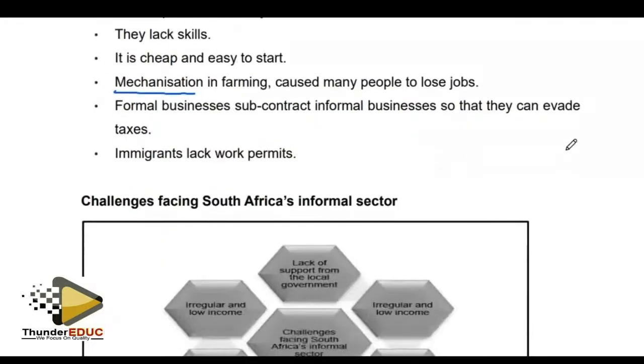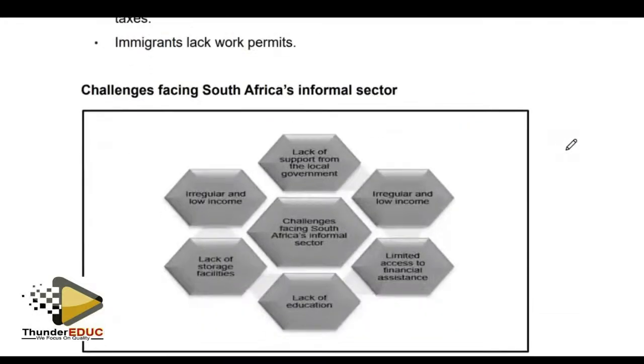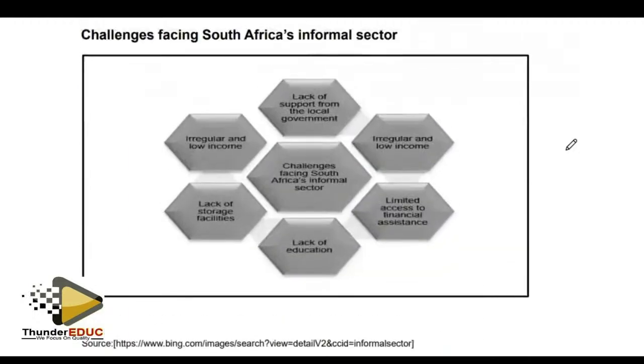Now look at challenges facing South Africa's informal sector, where they say, one, lack of support from the local government. So in this case, the informal businesses do not get support from the local government. This could be as a result of them not being registered or not known. It's like they're in a shadow kind of market. Therefore, they don't get support from the local government to boost them or to improve their capital, which at the end becomes a challenge.